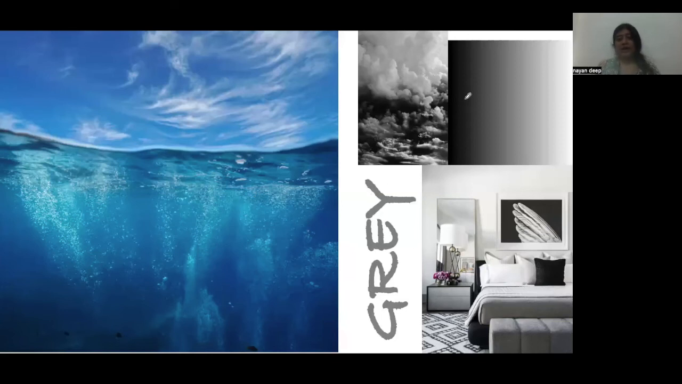Again, texture behavior. Here you must have understood all these three things were created with gray only, be it optical illusion, be it sky, or be it interior. That's how interior design is created with one color, and it looks very elegant and very sophisticated.